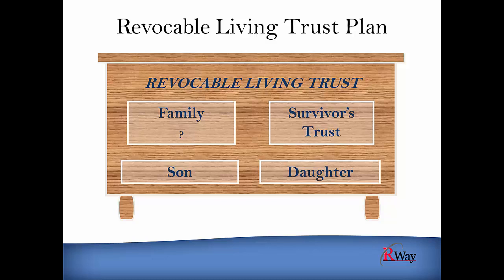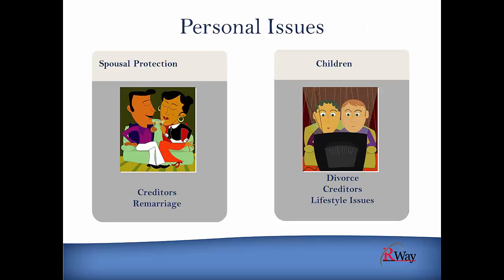Daughter is the beneficiary, but we don't want daughter to have the purse strings. We are concerned about what that would mean for the assets in the trust if she had access to them with no strings attached. Just like we talked about, we are not planning for just taxes.